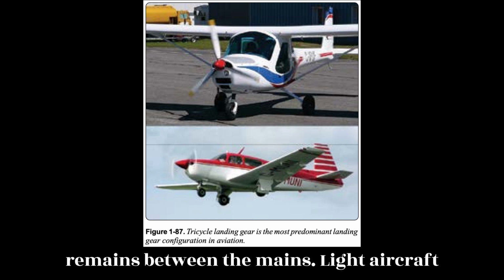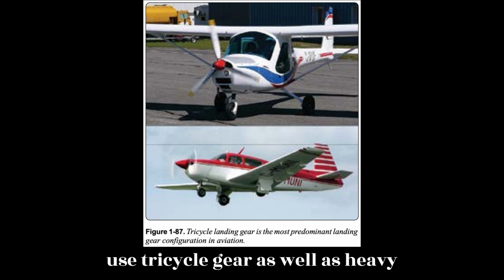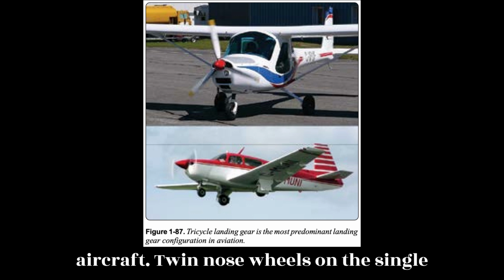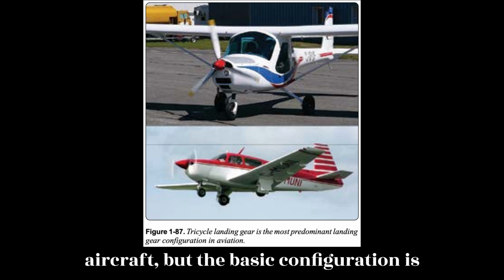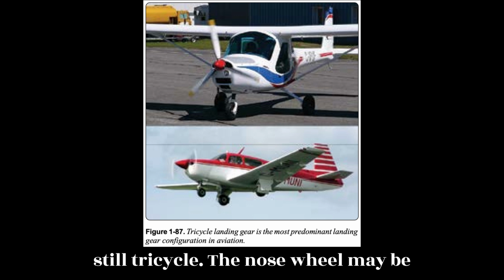Light aircraft use tricycle gear, as well as heavy aircraft. Twin nose wheels on the single forward strut and massive multi-strut, multi-wheel main gear may be found supporting the world's largest aircraft, but the basic configuration is still tricycle.